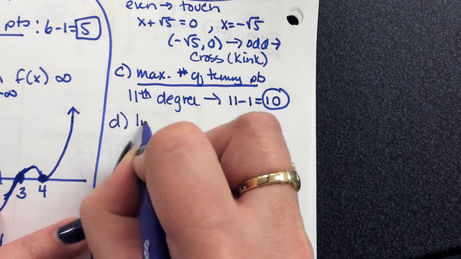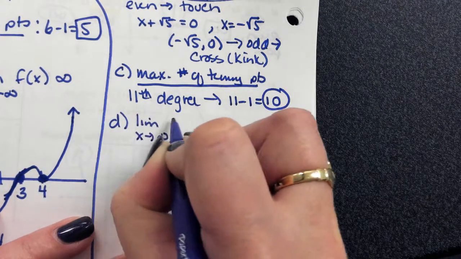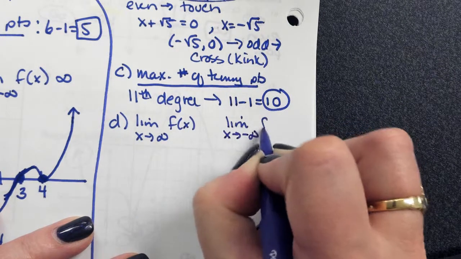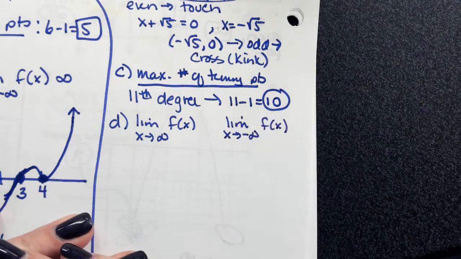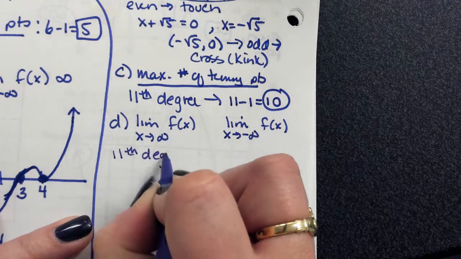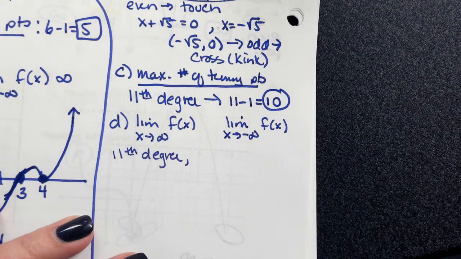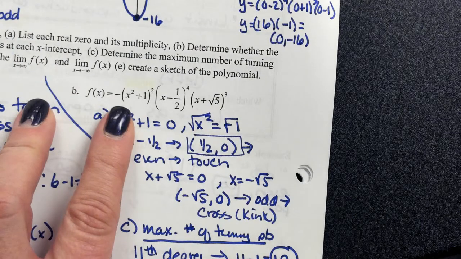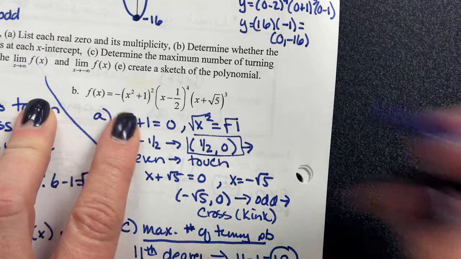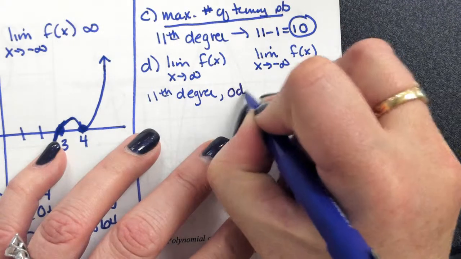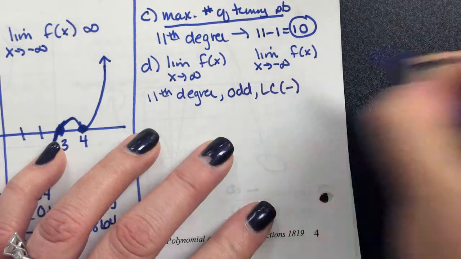So now we want to find the limit as x goes to infinity of f of x, the limit as x goes to negative infinity of f of x. So we know it's an 11th degree polynomial, which means it's an odd degree because 11 is odd. So now the question is, what's happening with the leading coefficient? Is the leading coefficient positive or negative? Negative. So I have a negative right here in front of it. So it's 11th degree, so I have an odd degree, leading coefficient negative.